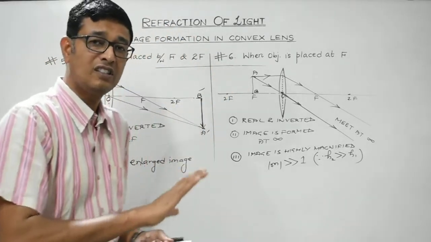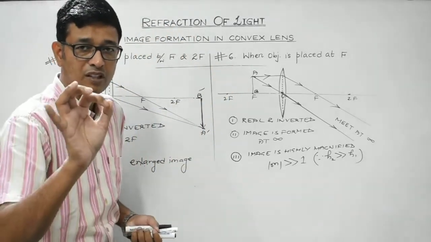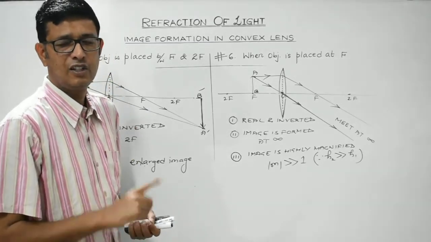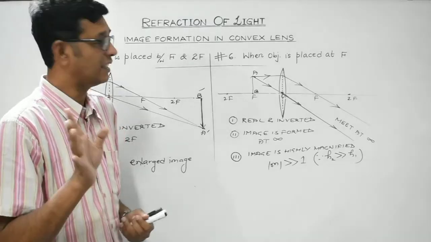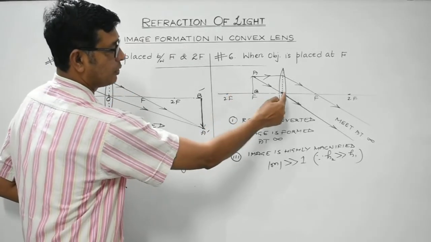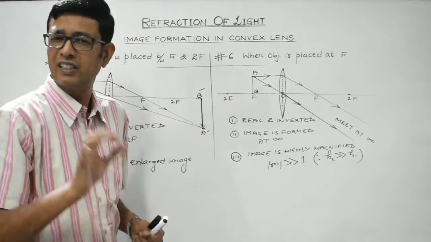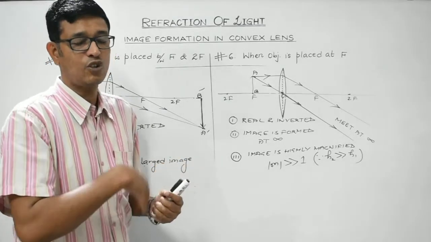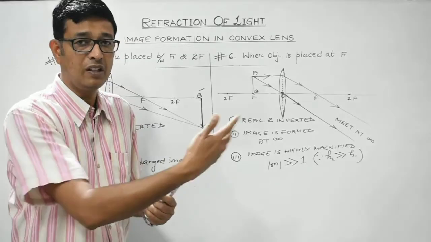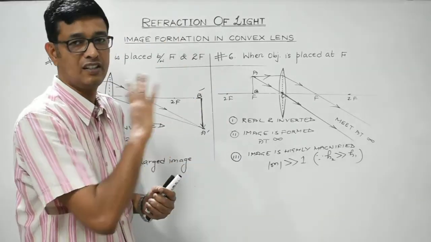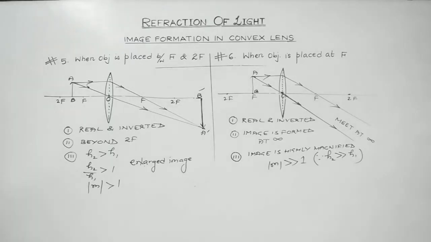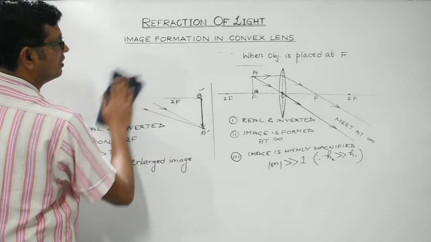And in all these 6 cases, the common point is that the nature of the image obtained is real. There is one very important case left, and that is when the object is placed between the optical center and the focus. It is an exceptional case, students. It is in this case that the nature of the image will change. It won't be real, it will be virtual and erect. So that is case 7. So that we will discuss now. So let's start with case 7.